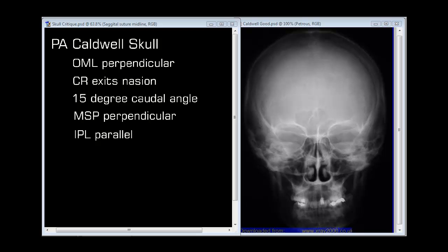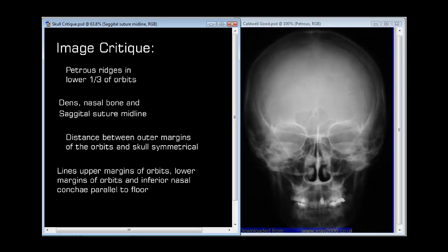Alright, so first, we need the OML perpendicular, orbitomeatal line. We need the central ray to exit the nasion, which is right here. We also need a 15-degree caudal angle exiting the nasion, the mid-sagittal plane perpendicular to the image receptor, and the inner pupillary line should be parallel. We're going to do some criteria for image critique.